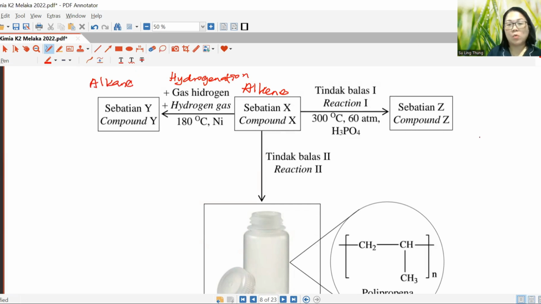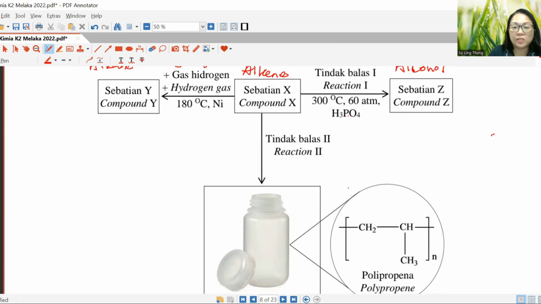Now if it undergoes reaction 1, we've got H3PO4 and 60 atm and 300 degrees Celsius. Compound Z would be an alcohol, because normally for alkene to become alcohol it has to undergo hydration. So this one is actually alcohol. Now at the moment we still haven't identified the names of all these compounds yet.